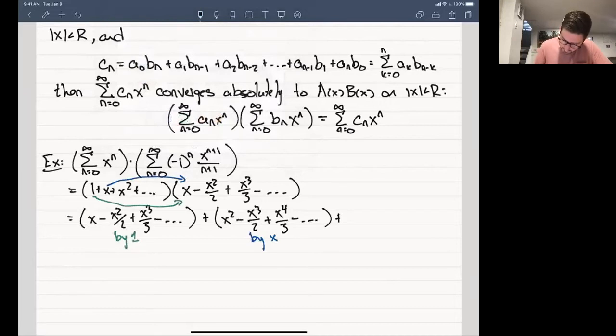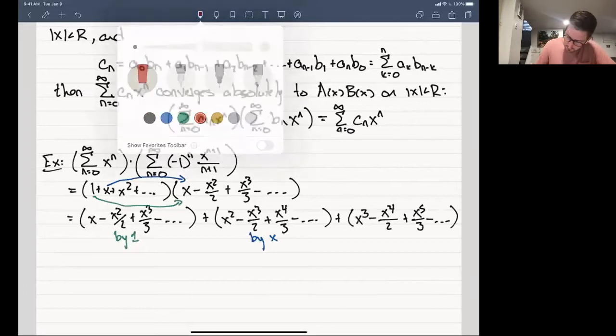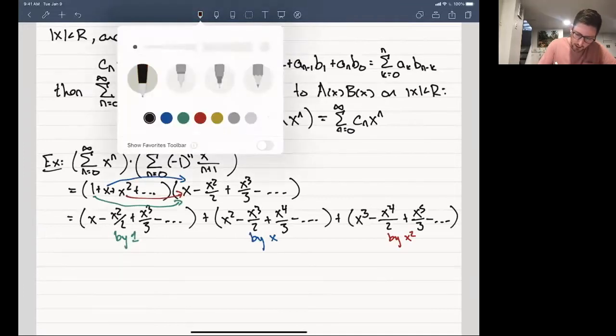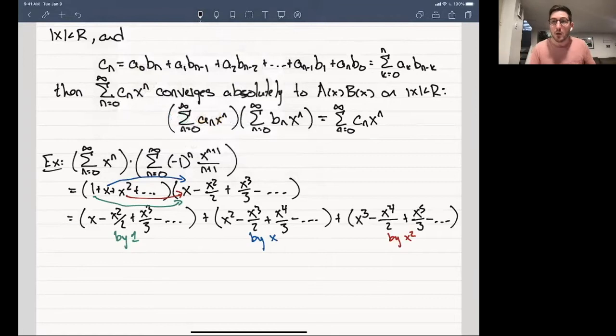And then let's multiply the x squared in. I get x cubed minus x to the 4 over 2 plus x to the 5 over 3 minus, and so on. And let's put that one in red. That's "by x squared." And that is my x squared going into this entire bracket. So this is a sum of infinite sums, right? So it's pretty ugly. But what matters is we can look at the lowest order terms, right?